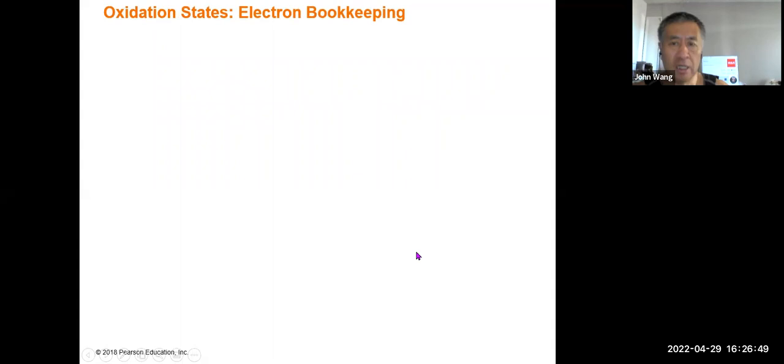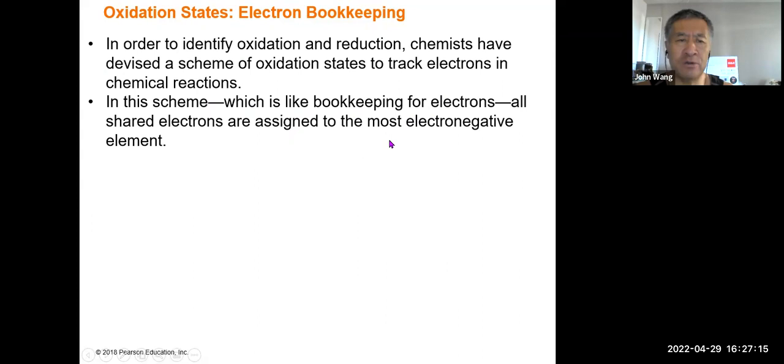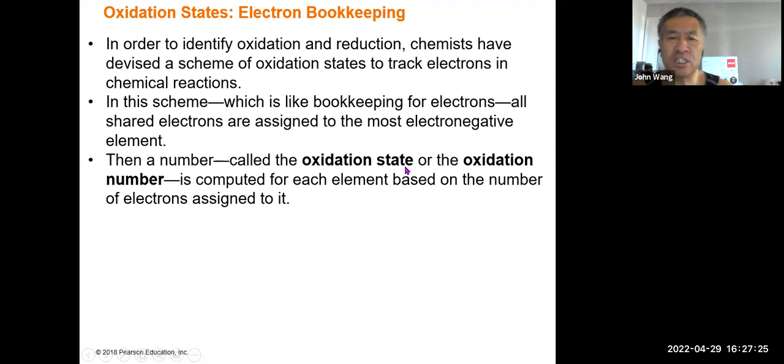There's a more general way to identify oxidation and reduction, which is using the oxidation state. In order to identify oxidation and reduction, chemists have devised a scheme of oxidation states for tracking electrons in chemical reactions. In this scheme, which is like bookkeeping of electrons, all shared electrons are assigned to the most electronegative element. Then a number called the oxidation state, or the oxidation number, is computed for each element based on the number of electrons assigned to it in the structure.